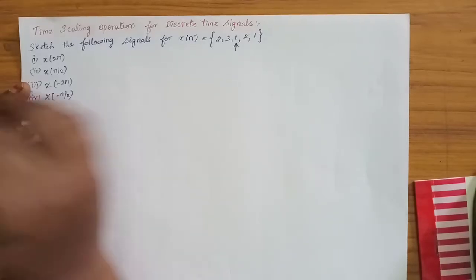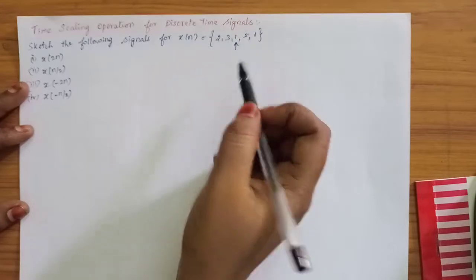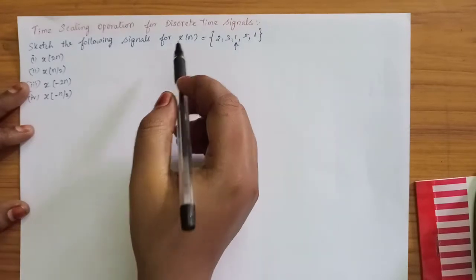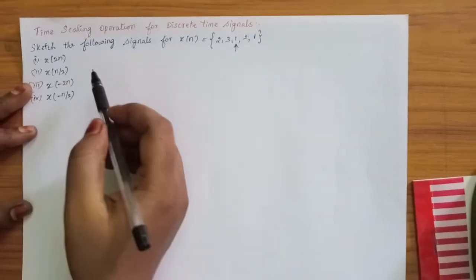Good morning students. In the last class we have seen time scaling operation for continuous time signals. Now we will see one example for discrete time signals. Okay. So let's take this question.